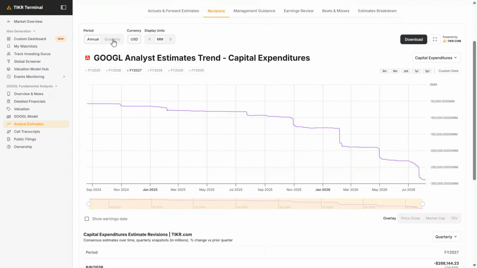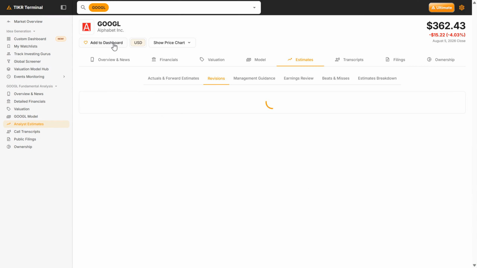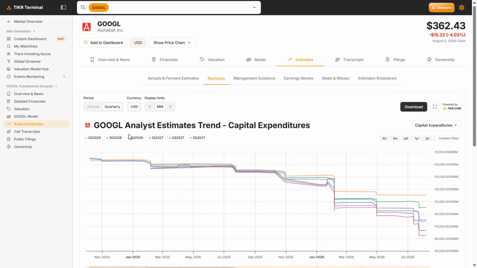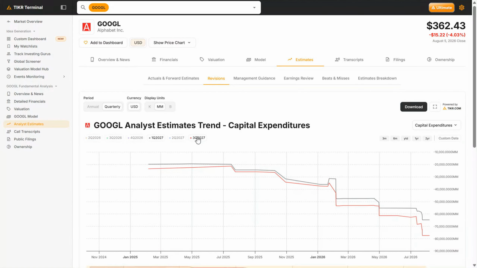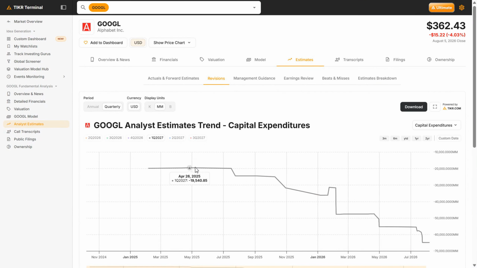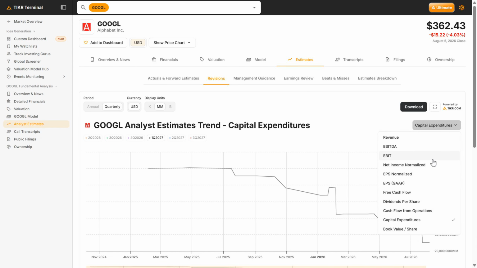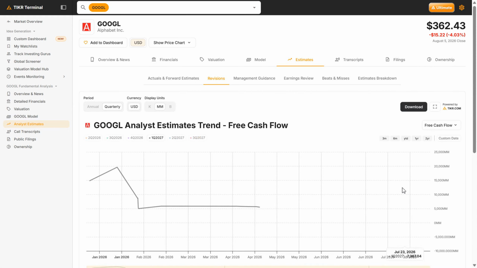We also have quarterly estimates. These are the annual numbers, but you can toggle over here to quarterly, and you can pick the specific quarter that you want to look at. If you just want to look at a given quarter, you can unselect all these other ones. If we want to look at just the first quarter of 2027, again, you can see how that estimate has trended over time. Right here, we're still looking at capital expenditures, but you can toggle back. Let's say we want to look at free cash flow. Again, you can see what analysts expected it to be a year ago and what it is today.